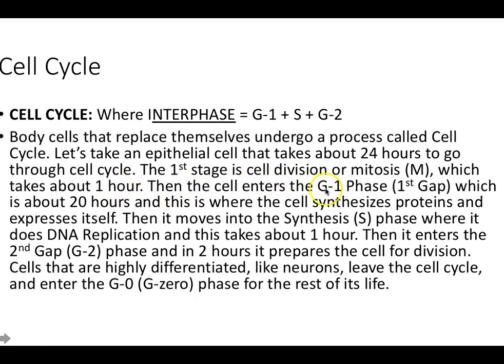Then the cell enters the first gap phase, and about 20 of the 24 hours, in other words, the majority of the time, is spent in G1. During G1, the cell synthesizes proteins, expresses itself, does metabolism, blah, blah.